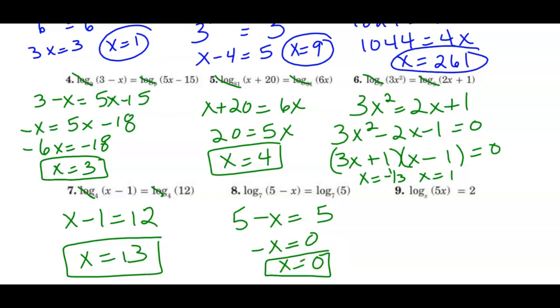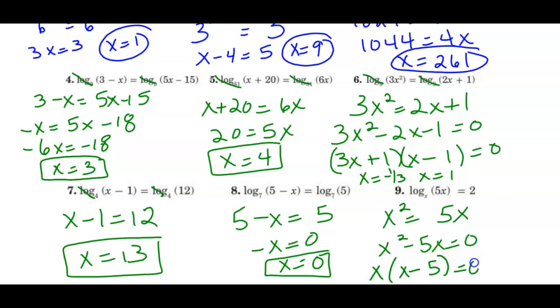And then our last one, single log in there. So x to the second power equals 5x. Still quadratic. x squared minus 5x equals 0. You want to factor it. I know you might be tempted to divide both sides by x, but don't do that because you'll eliminate one of your solutions. Let's factor an x out. So we get x equals 0 and x equals 5.